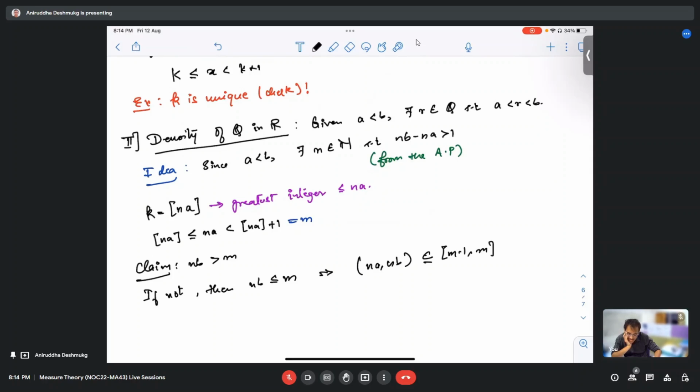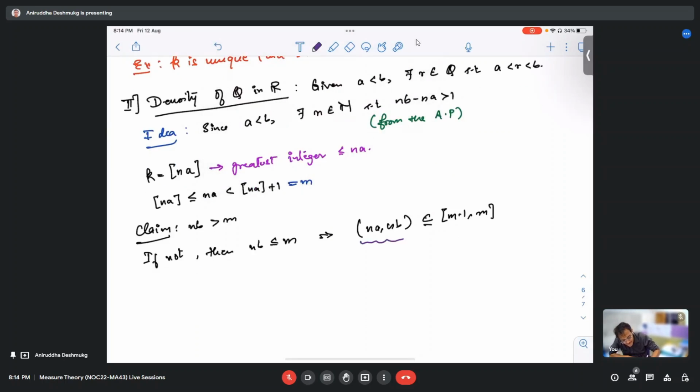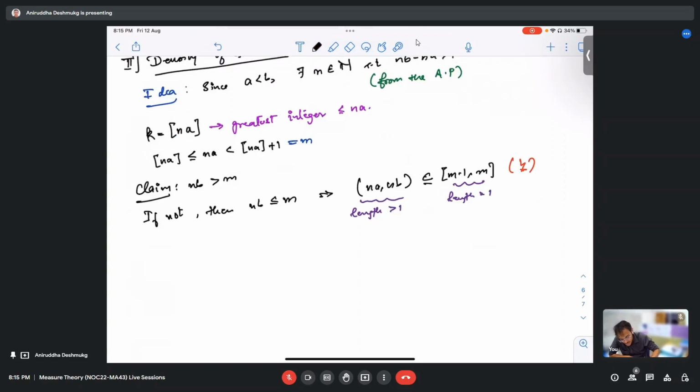Yes. Upasama, do you agree? Yes, sir. Okay. And what about Prasanjit? Yes, sir. Okay. But this cannot happen, right? Because this has length greater than 1 and this has length equal to 1. So something which has more length cannot be in something which has less length. So this is absurd. So this claim must be true that nb is bigger than m.